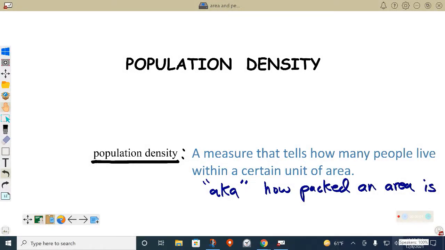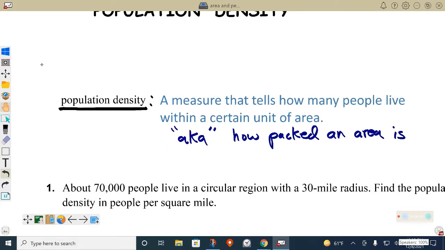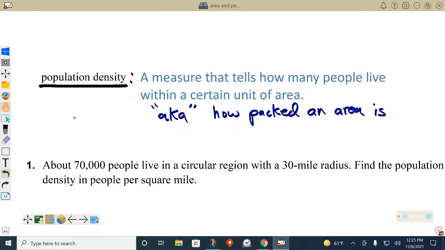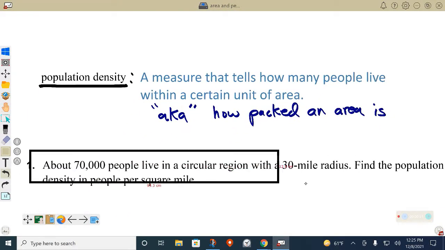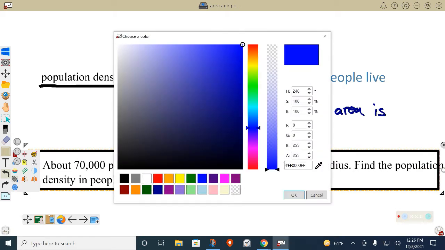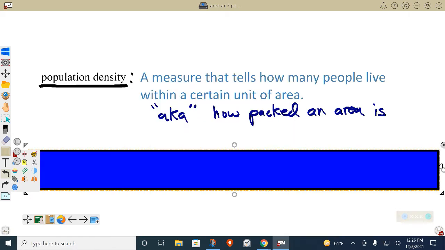What is population density? Go and write this down. That's the title, and let's define it. A measure that tells how many people live within a certain unit of area, otherwise known as how packed an area is.